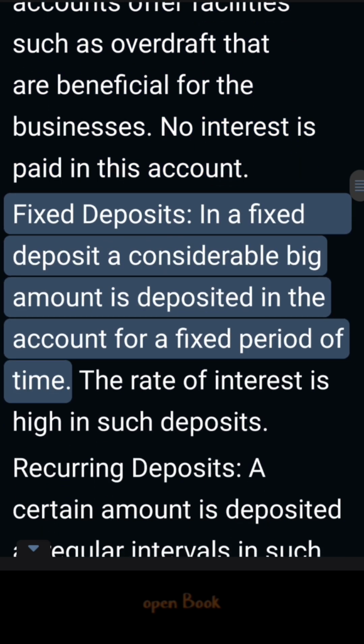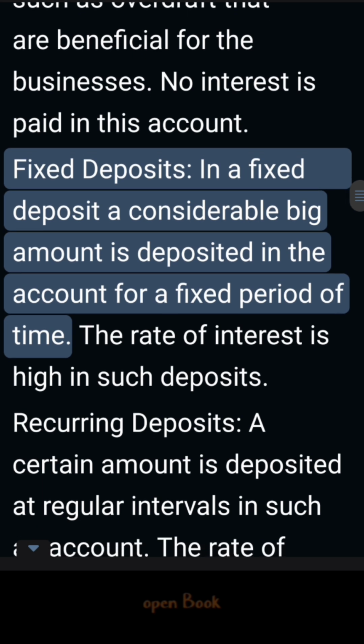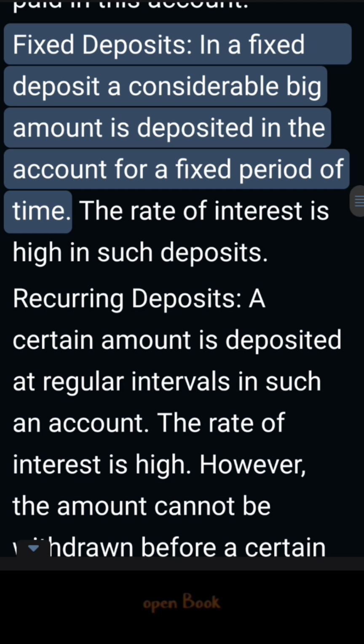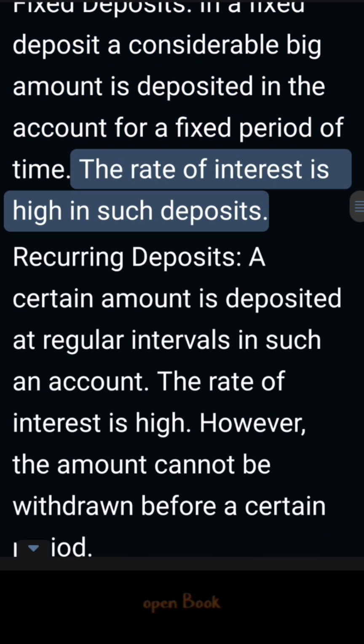Fixed deposits. In a fixed deposit, a considerably big amount is deposited in the account for a fixed period of time. The rate of interest is high in such deposits.